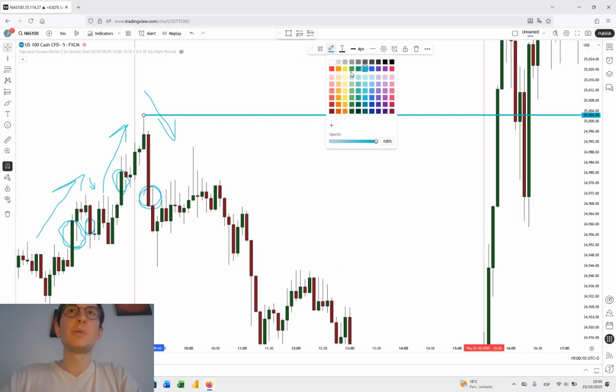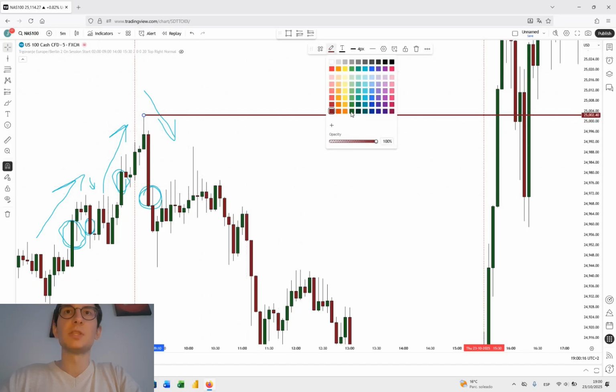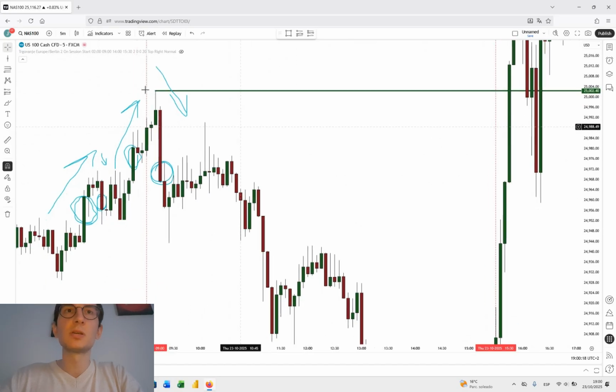Wait. Let me change the color here so that it's a little bit better, more distinguishable from that blue pencil that I'm using. Let's use this color.